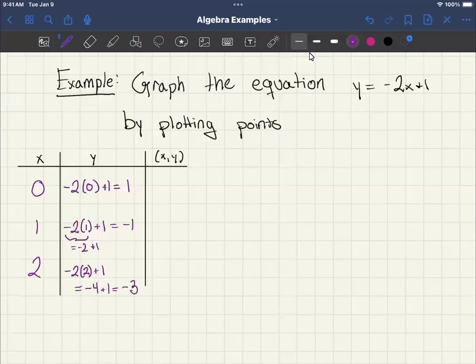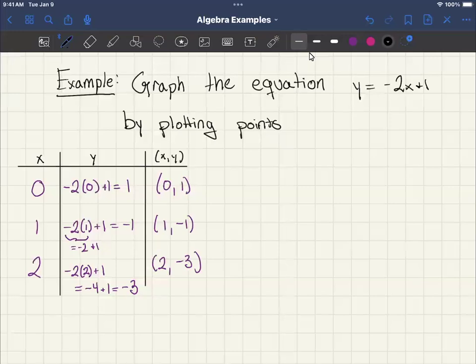So in our third column, the extra one that I put in here, we can put these 2 numbers together to create our coordinate point. Our first point is 0, 1. Our second point is 1, negative 1. And our third point is 2, negative 3. So these are the 3 points that we are going to plot to give us our line that we're creating.